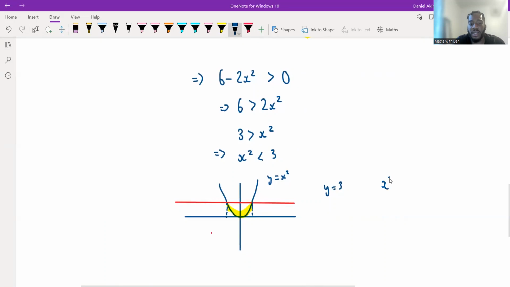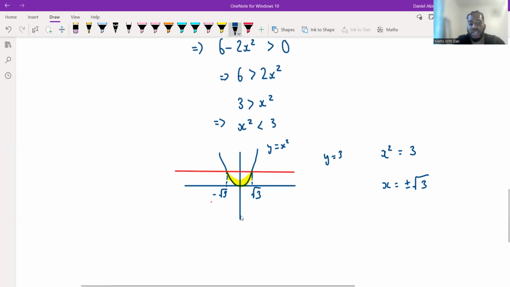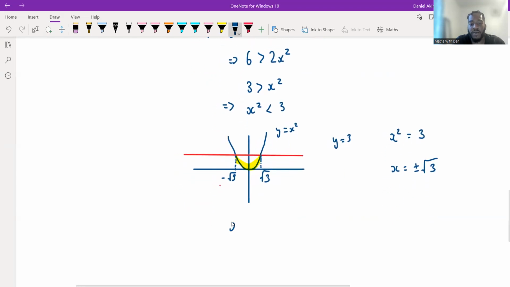So we'll have x squared is equal to 3. That means that x is just equal to plus or minus the square root of 3. So therefore, you're going to have this here as positive root 3, and this as negative root 3 here. And you can see quite clearly the values of x for which this is less than 3 are going to be for values of x between negative root 3 and positive root 3, right?